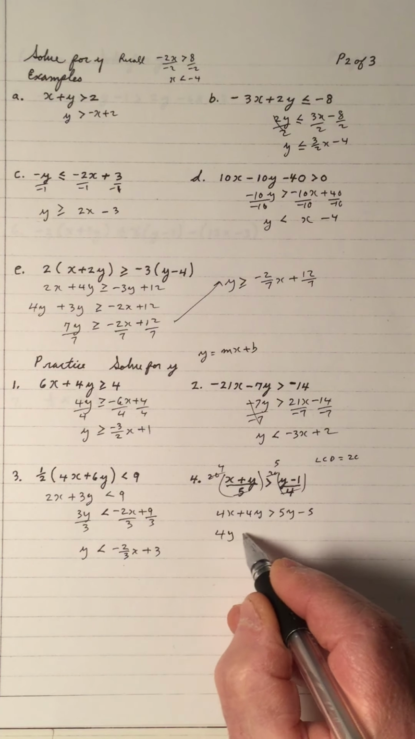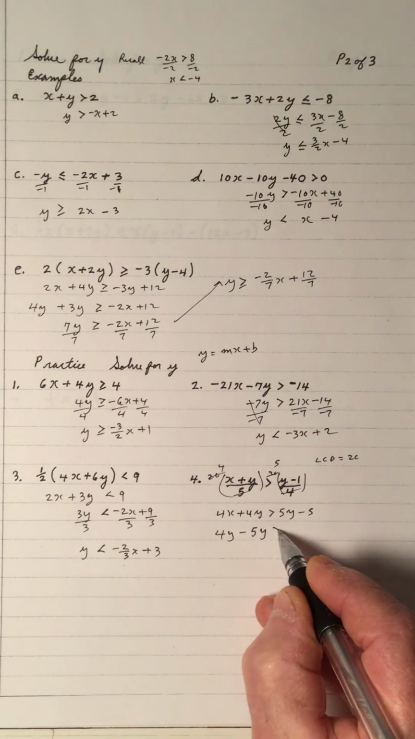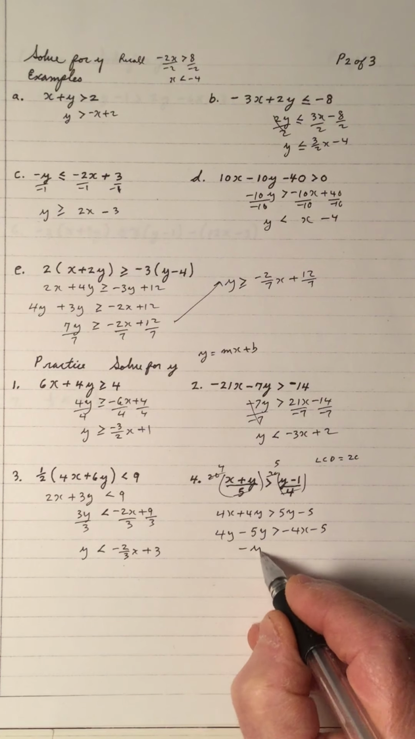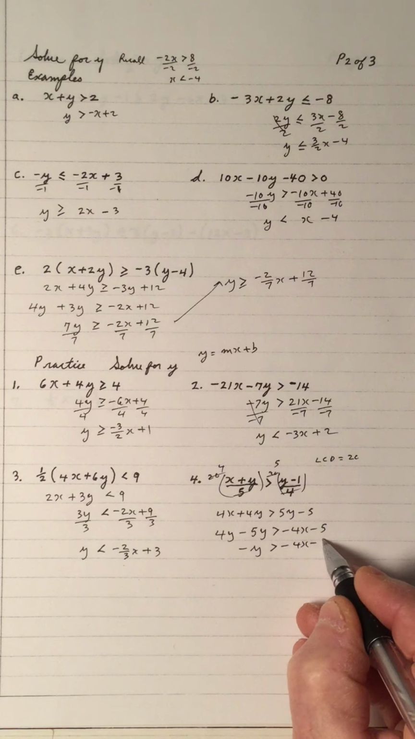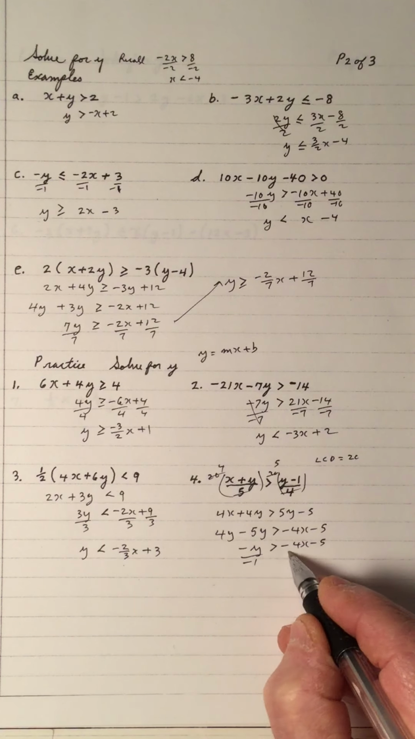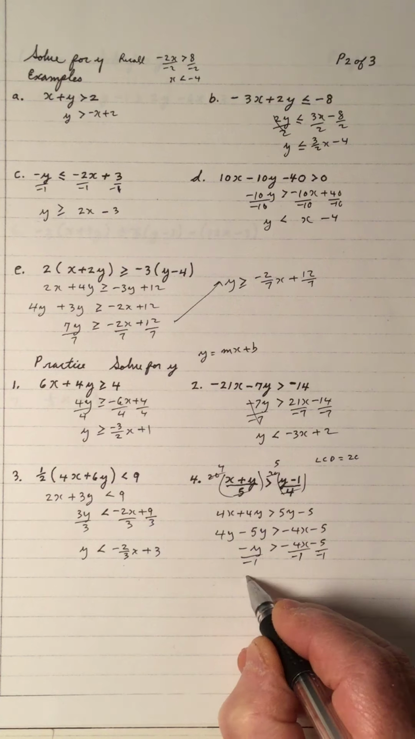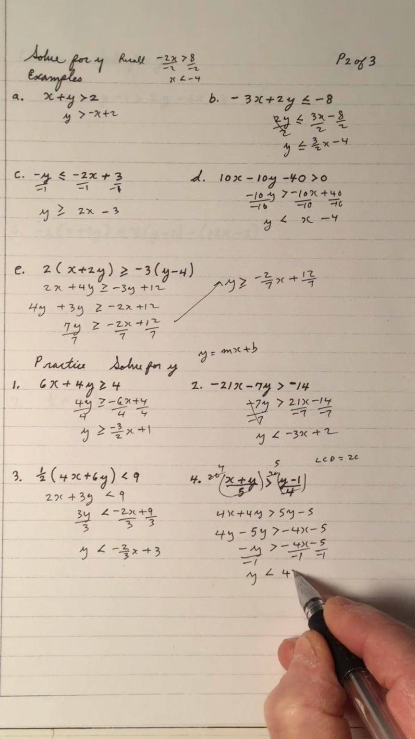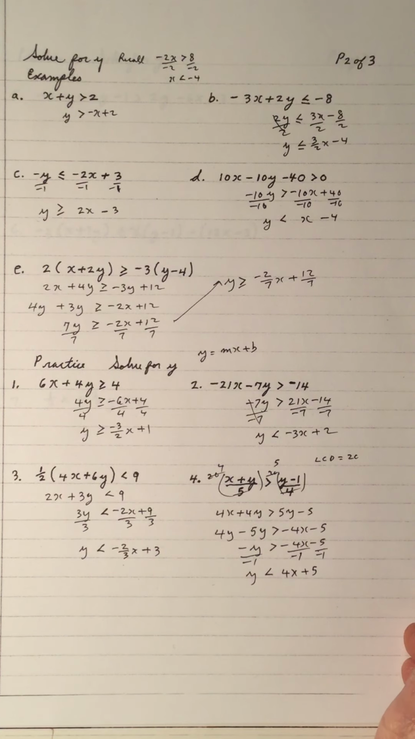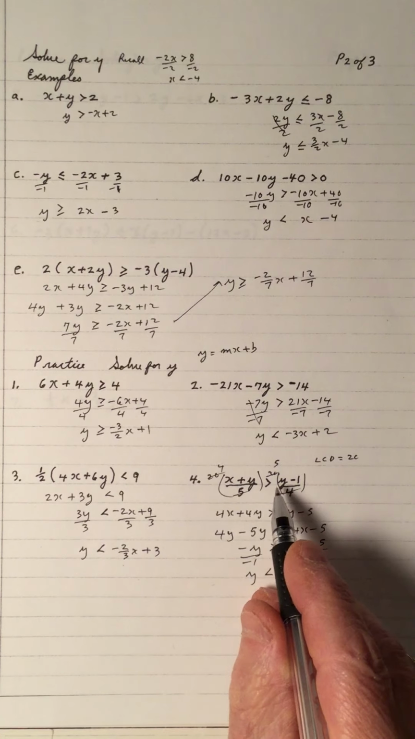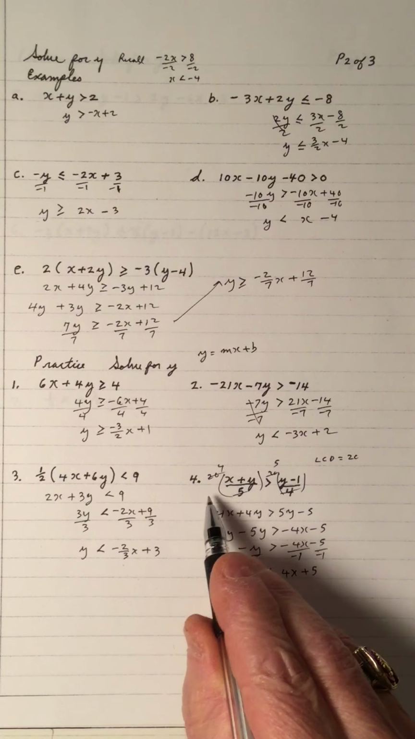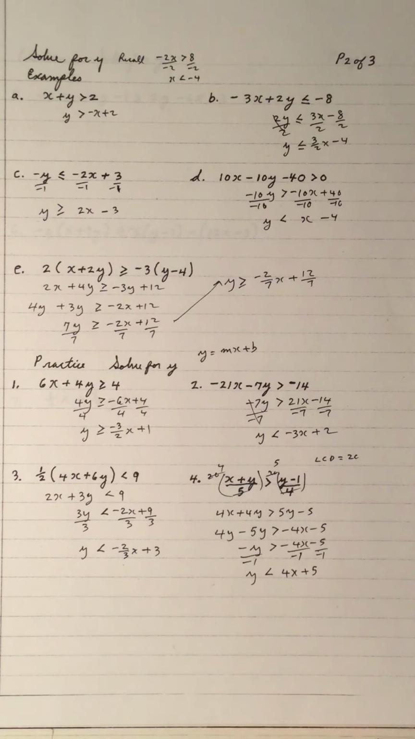So we got 4y minus 5y greater than negative 4x minus 5. Negative y greater than negative 4x minus 5. And I divide all terms by negative 1. So y, I'm dividing by negative 1, so that becomes a less than. That's 4x plus 5. That's one way to handle it because I have fractions. Fractions in an equal sign or inequality, multiplying through by the LCD will cancel all your denominators. Good way to do it.